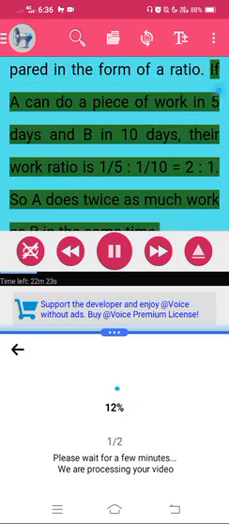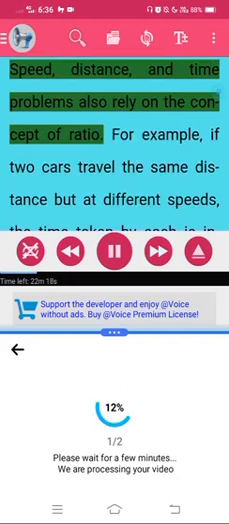If A can do a piece of work in 5 days and B in 10 days, their work ratio is 1/5 : 1/10, which equals 2:1. So A does twice as much work as B in the same time. Speed, distance, and time problems also rely on the concept of ratio.